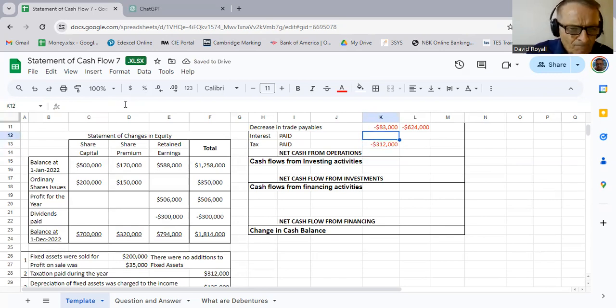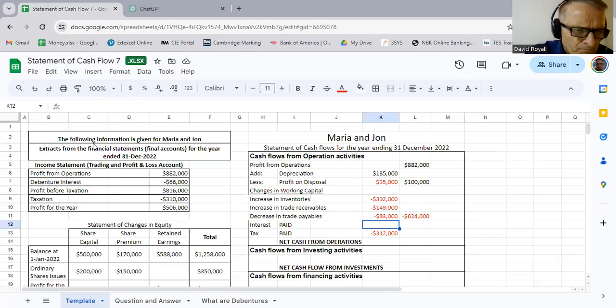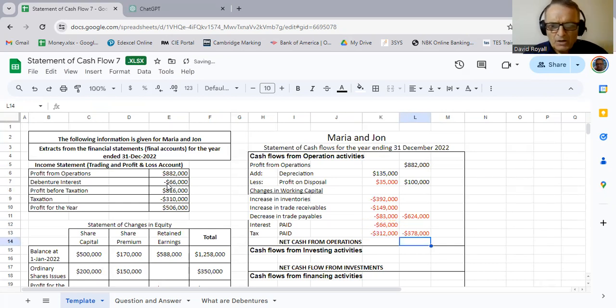And the interest paid. Well, where's the interest paid? It's actually debenture interest. There it is. It's already negative for me. So I'm just going to pop that across. So now I'm getting a fairly, hopefully, complete picture of cash movement through operations.